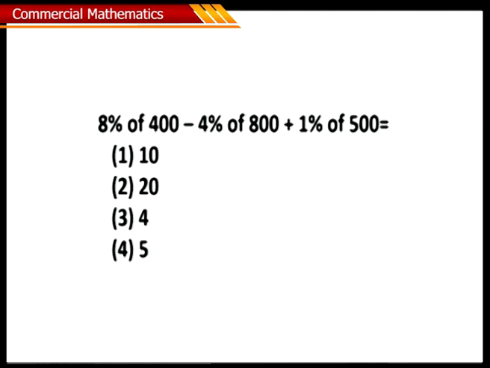Now, it is time for us to go for some problems. Just look at the screen. We try to solve the problems related to this. The first problem is related to percentages. Percentage means per 100. So easily we can observe that 8% of 400 means 8/100 times 400, minus 4% of 800 means 4/100 times 800, plus 1% of 500 means 1/100 times 500.